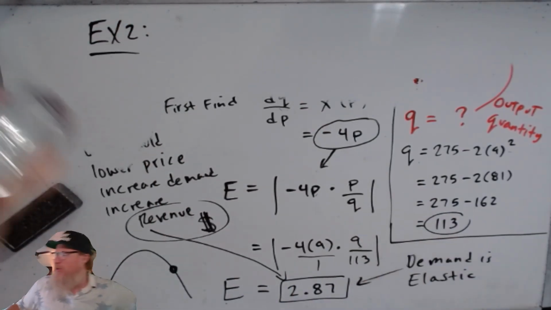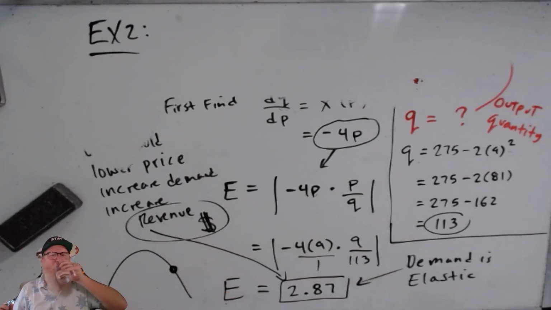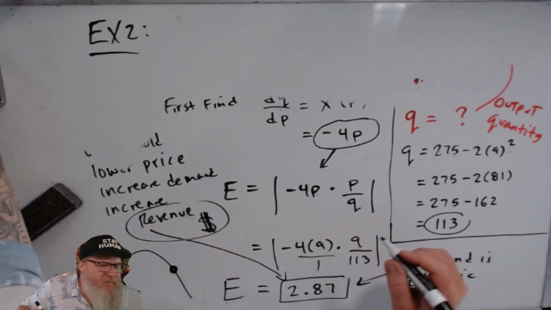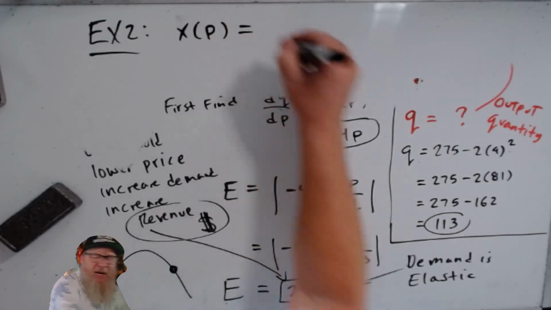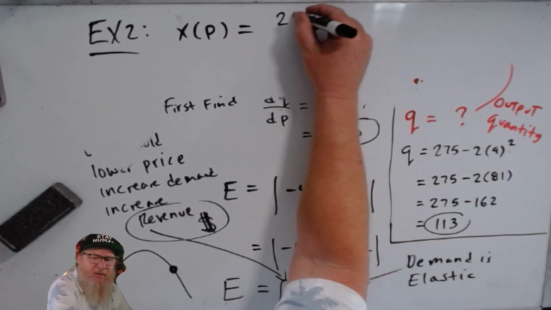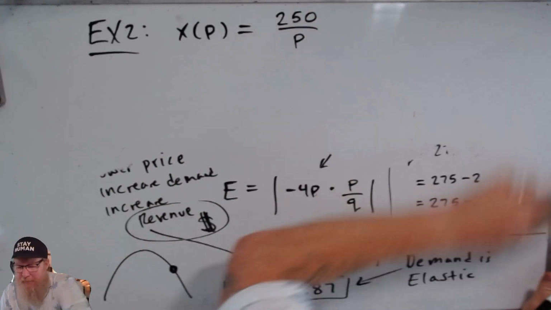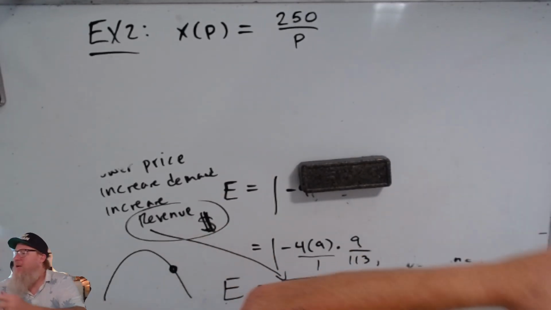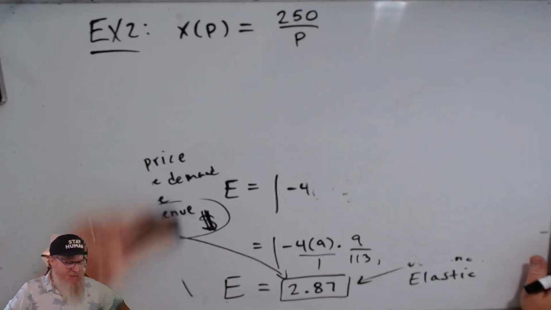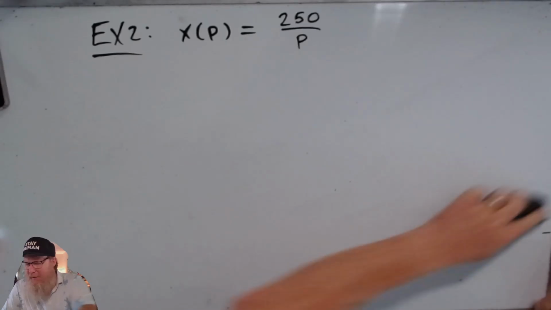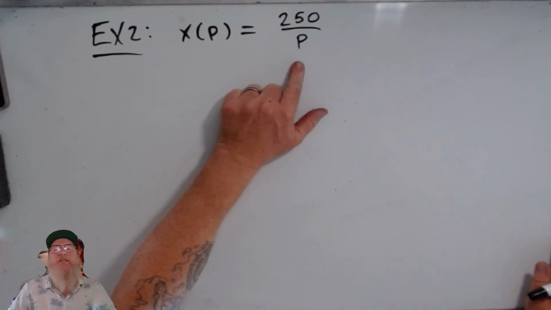Okay, example 2. We have a demand curve that looks like this. Is there a theme here with the 250? Oh no, the last one was 275. Okay. In the last one, the constant 275 didn't really matter. In this one, it will. This is a reciprocal function.